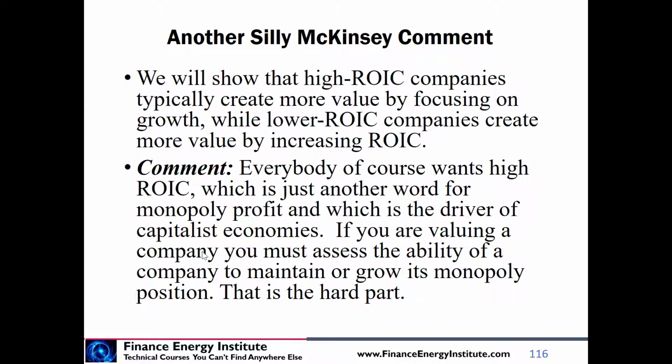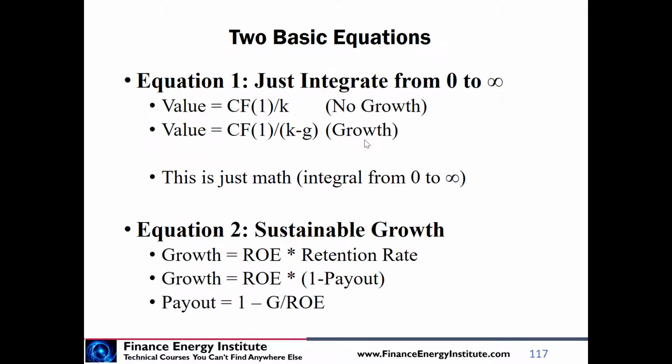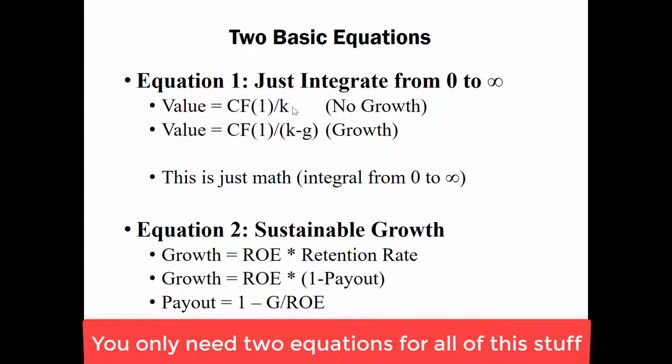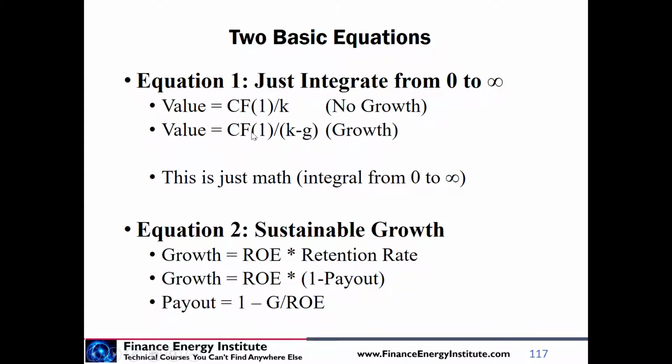We'll show that high ROE creates more value by focusing on growth, while low ROE does not. Everybody wants a high return and growth; you want positive NPV investments. To prove this, I've done it before, but it's worth saying again. Cash flow value is just next year's cash flow divided by K, the integral from 0 to infinity. With growth, it's cash flow 0 times 1 plus G, divided by K minus G. Then there's the growth formula that says if you want to grow, you have to retain something.